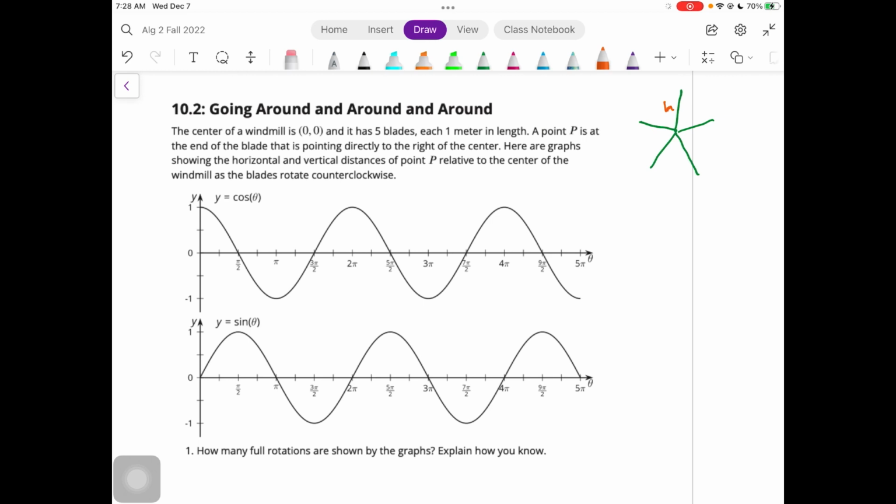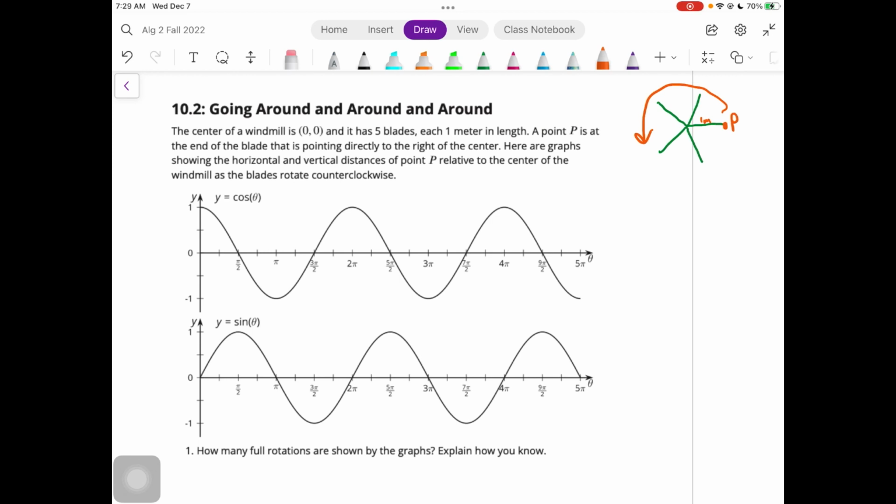And a point P is at the end of the blade that is pointing directly to the right of center. So I probably should have drawn this slightly differently. Let me fix that. So directly to the right of center. So there's the first one. That's one, that's one, that's one, and that's one. Okay. And so again, this is 1 meter, and point P is right there, directly to the right. So here are the graphs showing the horizontal and vertical distances of point P relative to the center of the windmill as the blades rotate counterclockwise. So the blades are rotating that direction, and the graphs show the horizontal and vertical distances of point P, those sine and cosine, or cosine and sine, because cosine is horizontal and sine is vertical.